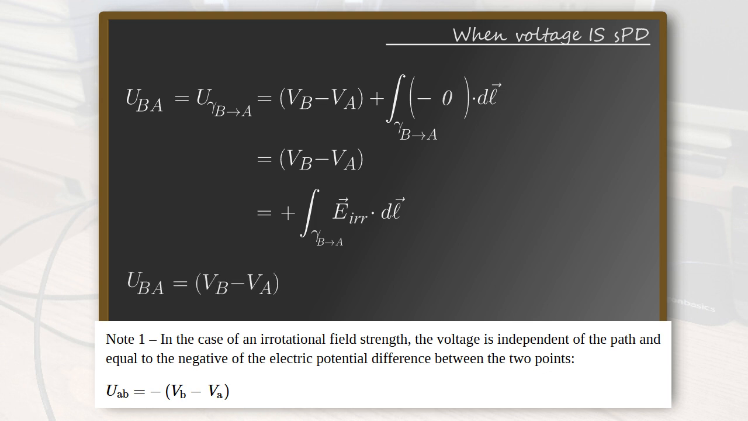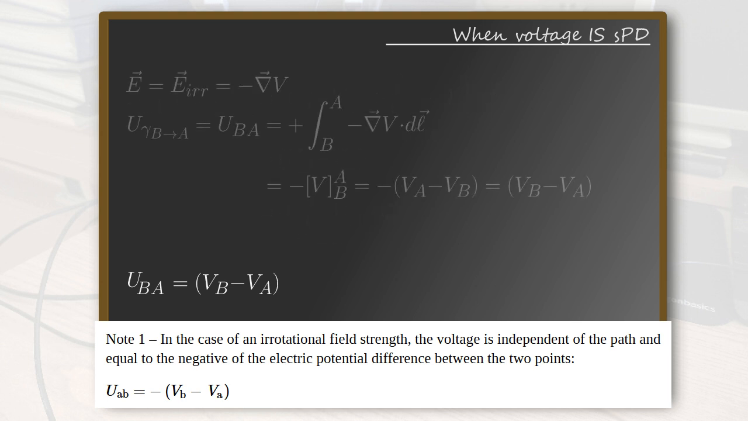Using capital BA instead of lowercase ab to make it more similar to our notation, we can rewrite the previous expression as U_BA equal to V_B minus V_A. And the reason for the correct ordering of the letters can be seen in the following formula, where we have plus integral from B to A of minus the gradient of V dot dl, which becomes minus the value of V from B to A, which is minus V_A minus V_B, which becomes V_B minus V_A.